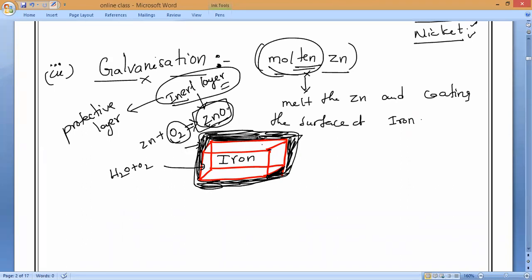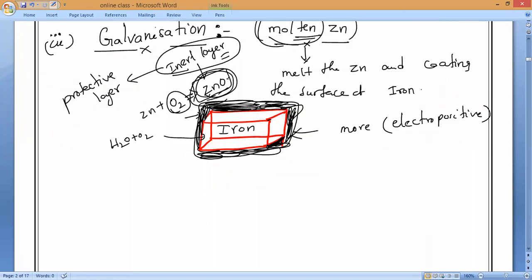Now, why are we using a metal like zinc for galvanization? Actually, zinc is a more electropositive metal. What is that, guys? More electropositive. You understand it? So it will react much faster with oxygen and very quickly form a protective layer called zinc oxide. Is it okay, all of you understand?